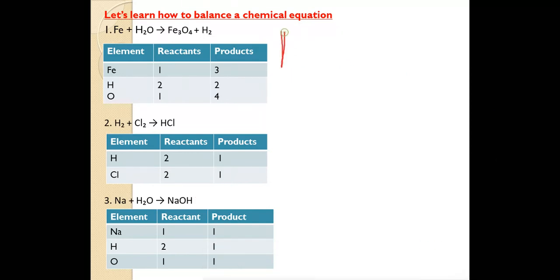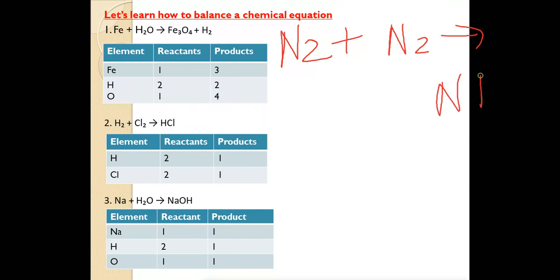Let's have an example from another reaction. N2 plus H2 gives NH3. So this reaction is also not balanced, as we have 2 atoms of nitrogen on the reactant side, 1 atom of nitrogen on the product side. Sorry, N2 plus H2. 2 atoms of hydrogen on the reactant side, 3 atoms of hydrogen on the product side. So how will we balance this one?